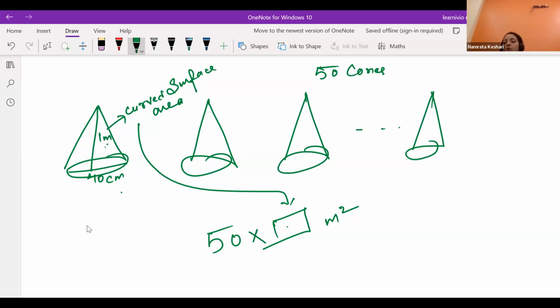Will you be able to do it? Yes, ma'am. Okay, Ryan, you will be able to do. Afreen, you will be able to do, right? Yes, ma'am. Sarah, Samia, will you be able to do? Yes, ma'am.